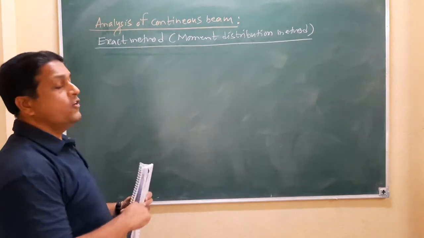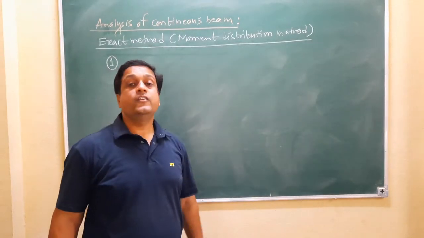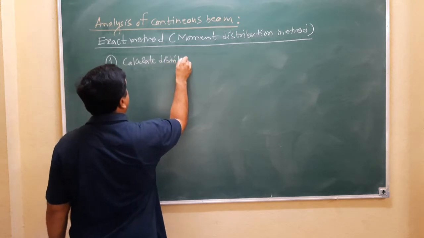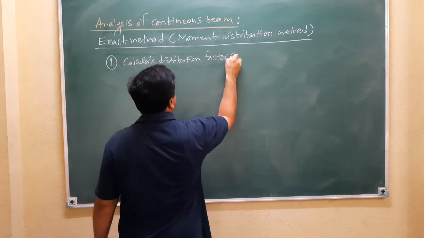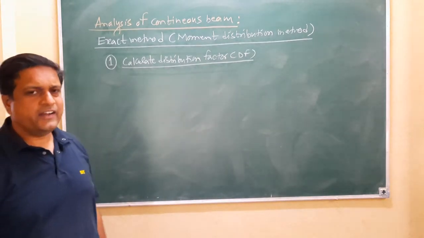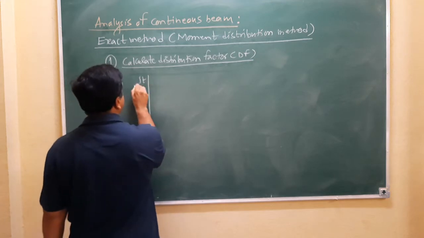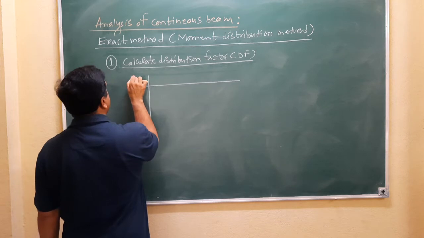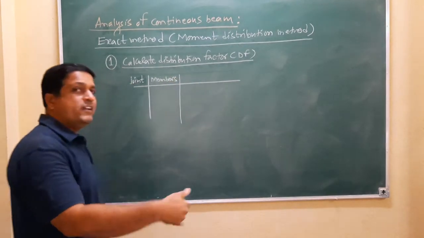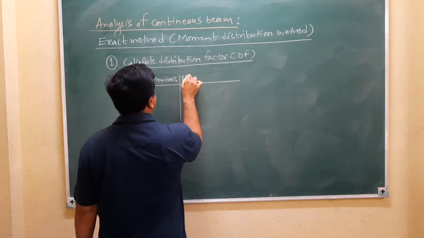So, in the exact method, what exactly do you have to do in the moment distribution method? Step number one, first find out the distribution factor. Calculate distribution factor, simply called DF. How is it calculated? There is one small table. For that we draw one table: joint, then members going from that joint or coming to meet at that joint, then relative stiffness.